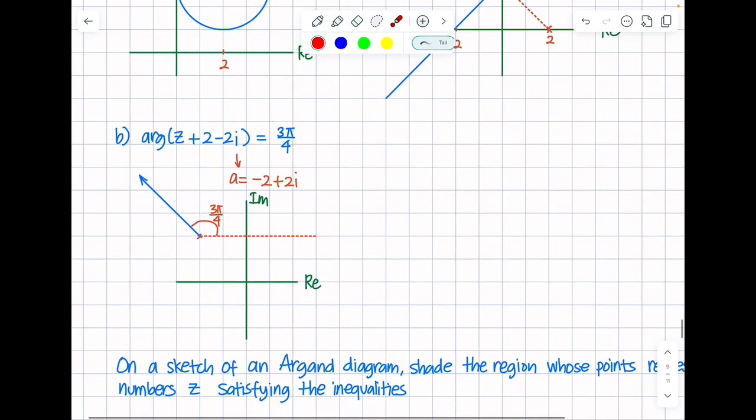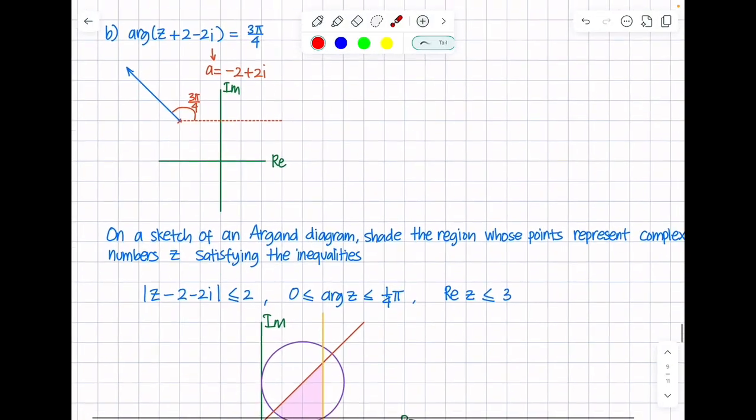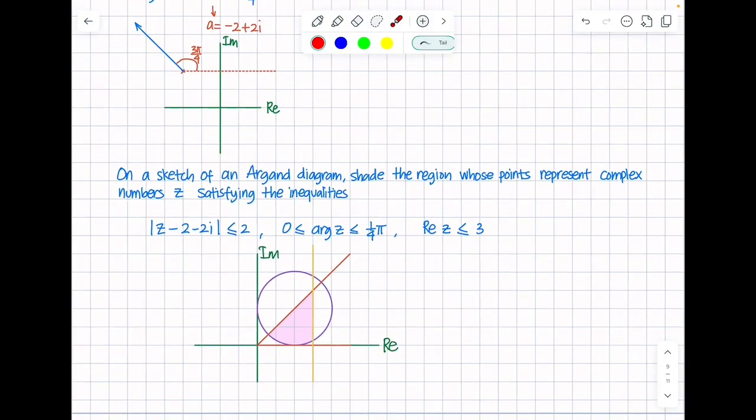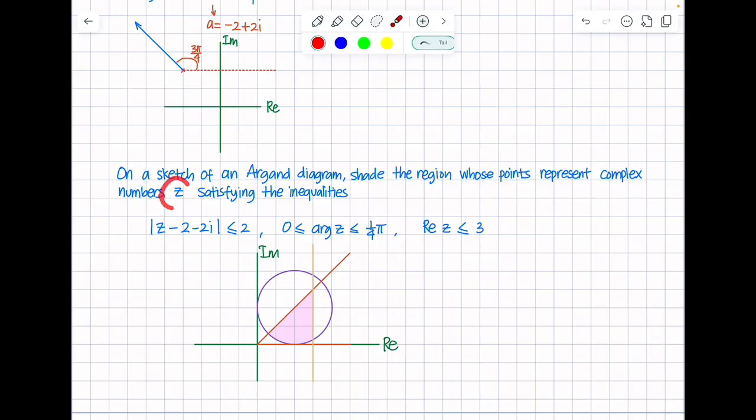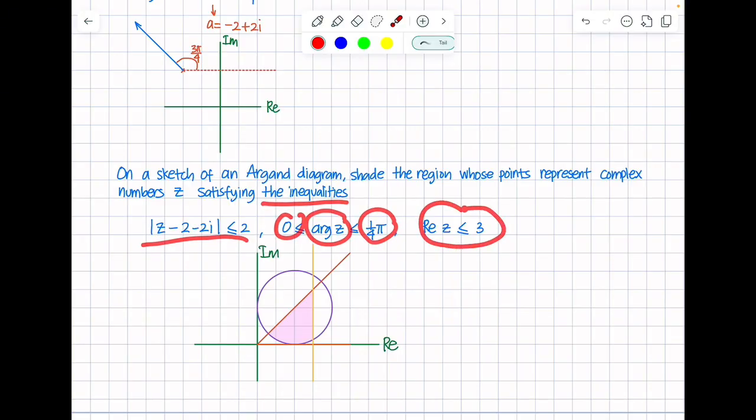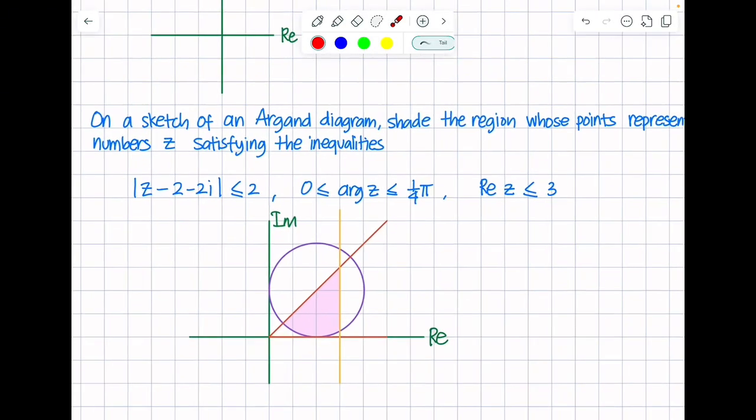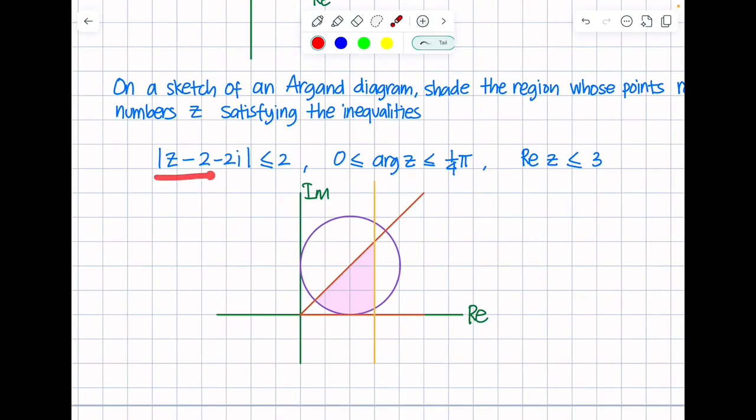Okay, how about dealing with inequalities? On a sketch of an Argand diagram, shade the region whose points represent complex number z satisfying the inequalities modulus z minus 2 minus 2i less than or equal to 2, argument z between 0 and 1 over 4 pi, and real z less than 3. Our first locus is a circle, center at 2 plus 2i with radius 2. So this is the circle.